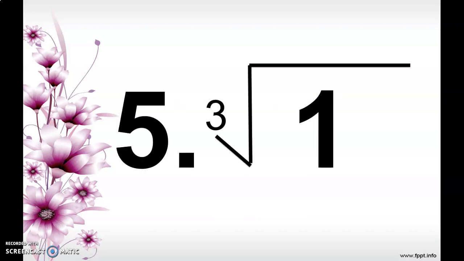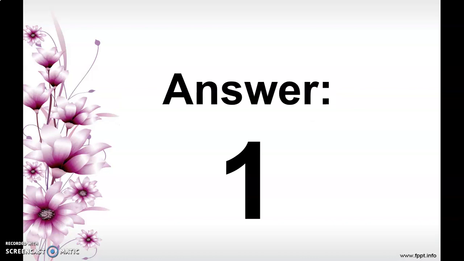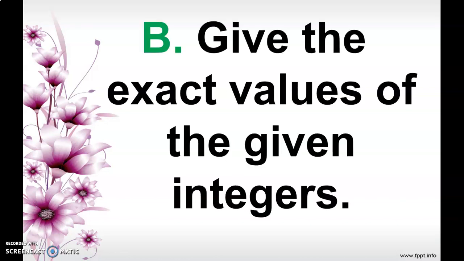Cube root of 1. I'm sure ito ay alam na alam nyo kasi napakadali lang. Ano ba ang number na kapag multiply ng 3 beses sa kanyang sarili, ang sagot ay 1? Okay, very good. So, ang sagot ko ay 1. Kasi 1 times 1 is 1. Times 1, 1 pa din. Okay, then let's do the reverse.